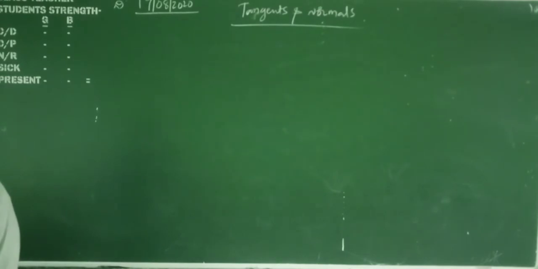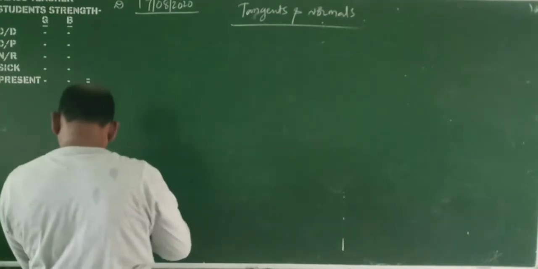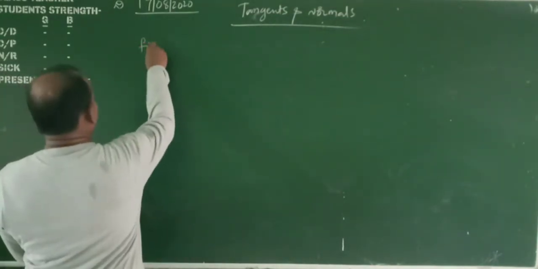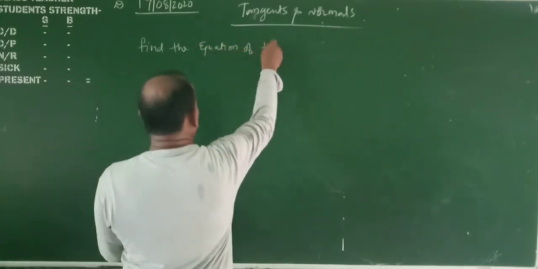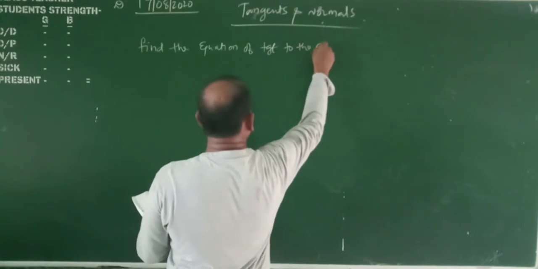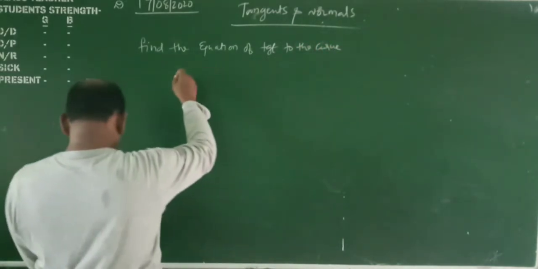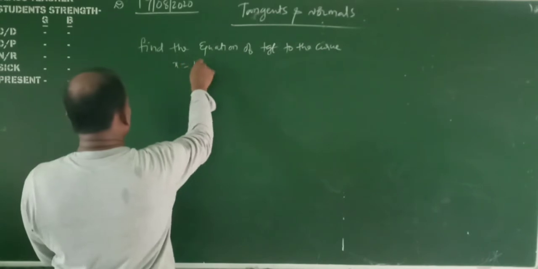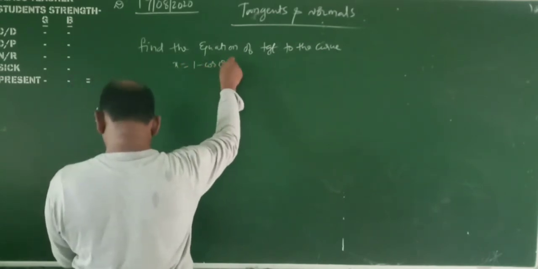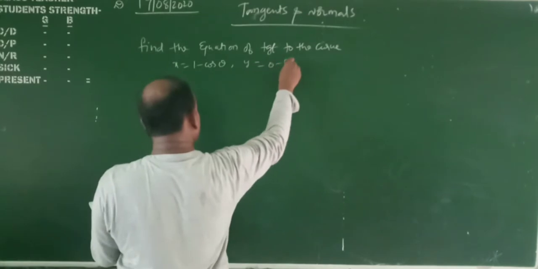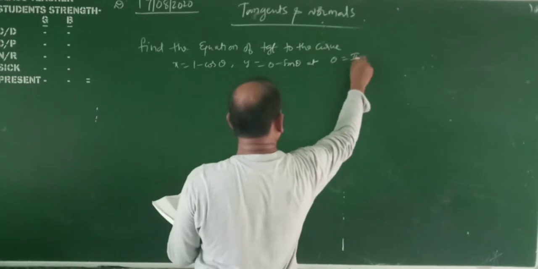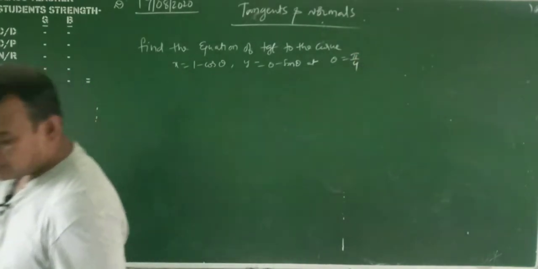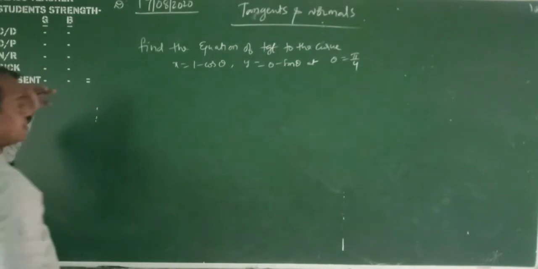Find the equation of the tangent and normal. Find the equation of the tangent to the curve x = 1 minus cos theta, y = theta minus sin theta, at theta = pi by 4. Find the equation of the tangent to the curve.